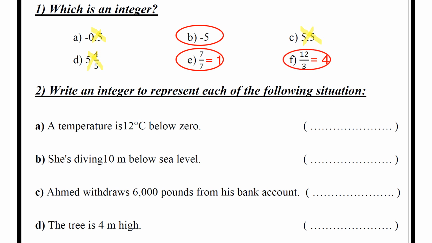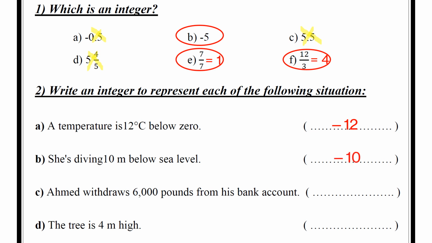In number 2, write an integer to represent each of the following situations. In letter A, a temperature is 12 degrees Celsius below zero. So we have 12 degrees below zero, or under zero, which means a negative number. So we are going to write it as negative 12. Letter B, she's diving 10 meters below sea level. So it will be negative 10.